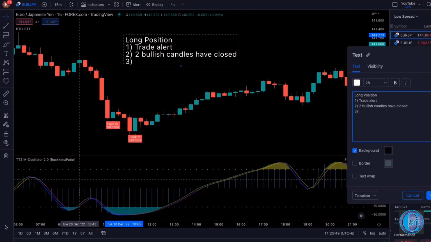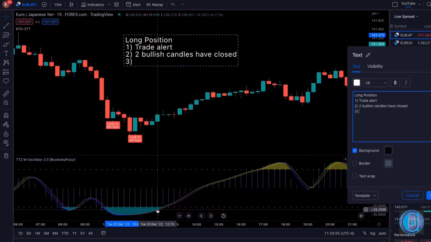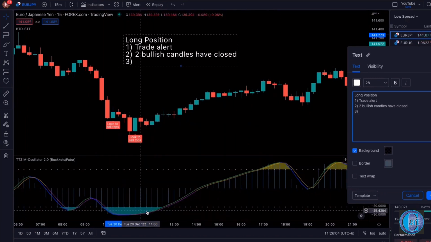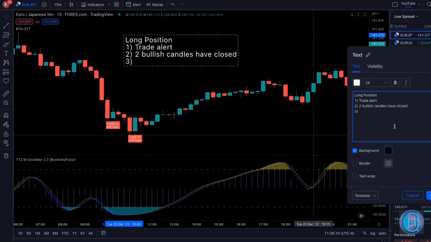Step three, the TTZM oscillator. You want to make sure when you're getting into the trade, it is oversold. So it is below this, and you're seeing this green stuff right here. When it's overbought, it's going to be yellow. When it's oversold, you're going to see this green down here. So you want to make sure it's below these dots. All right.